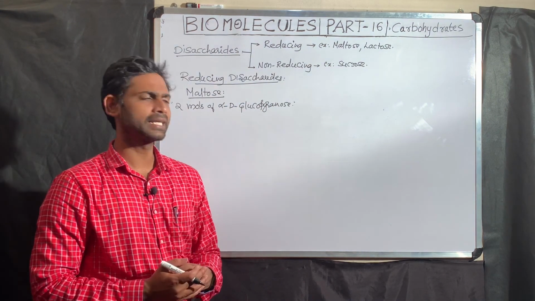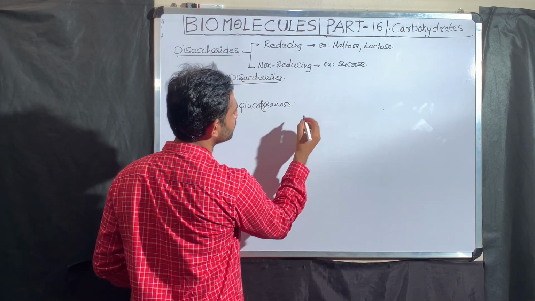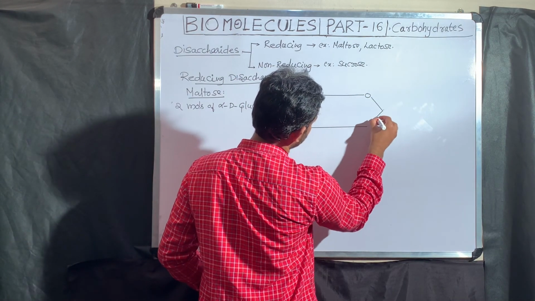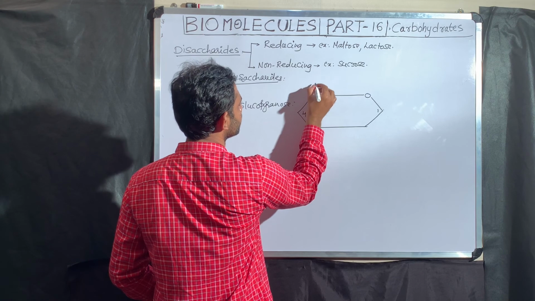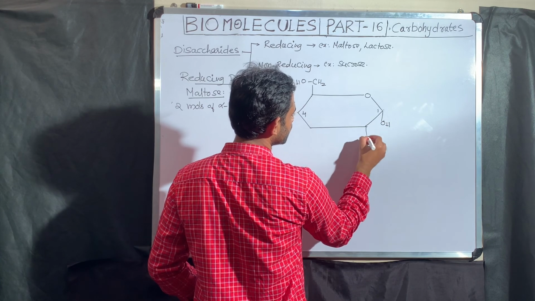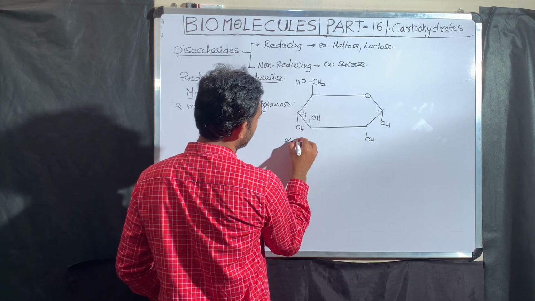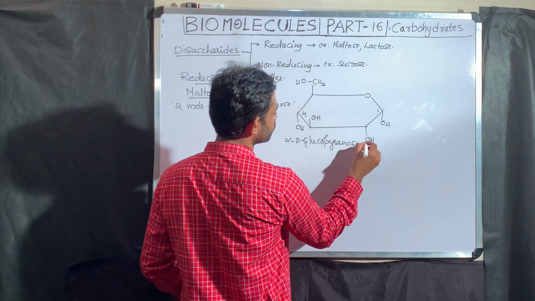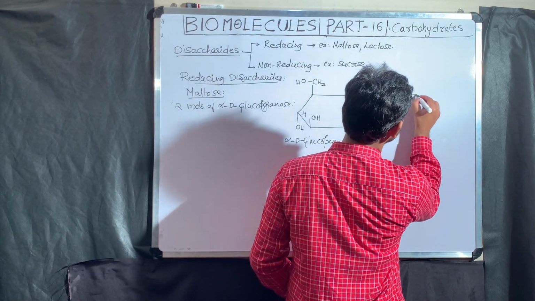I will give clarity on the bond name. So first, alpha D-glucopyranose, in a very simple way. Pyranose, alpha D-glucopyranose: 1, 2, 3, 4, 6, CH2OH. The alpha OH group is at down. Remaining I am showing here. This is alpha D-glucopyranose. Maltose consists of two molecules of alpha D-glucopyranose. One more molecule I have to write. Same thing I am going to write here.